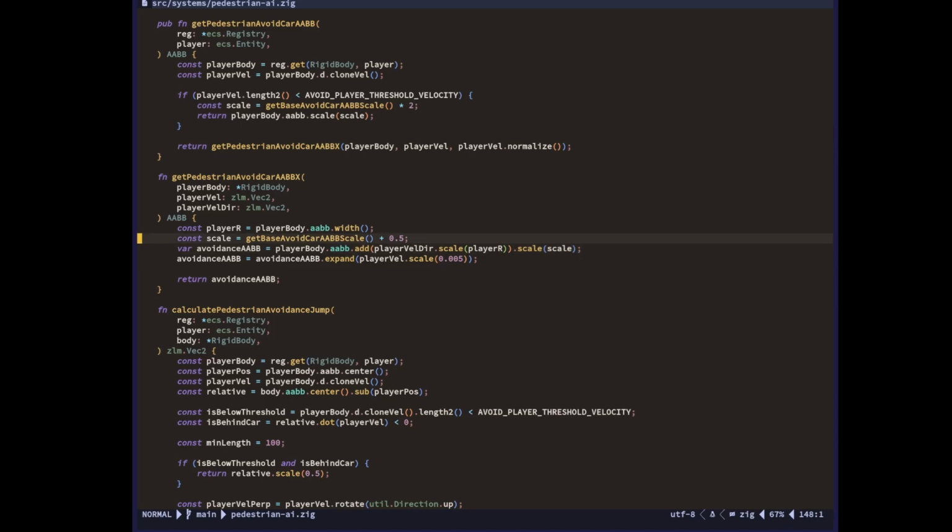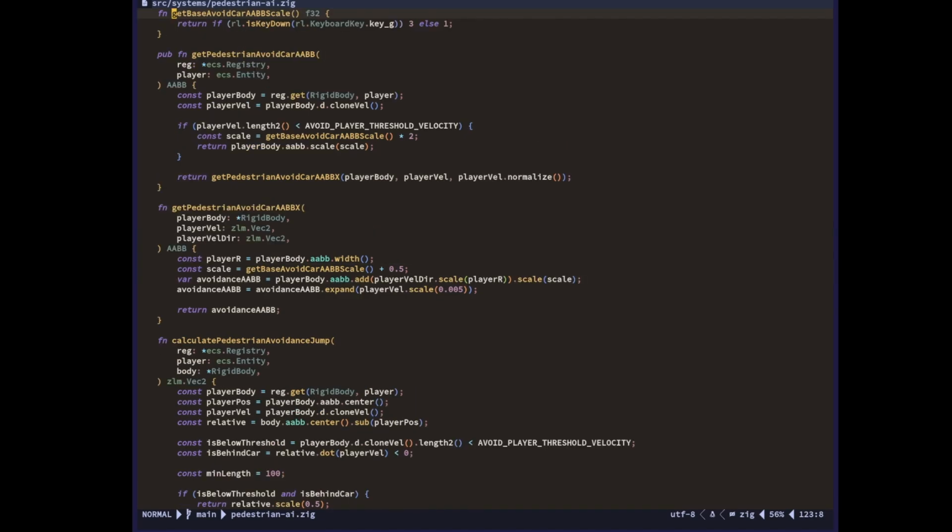The scaling also depends on the honking sound. If you're pressing G, that means your car is honking, which I made a feature so that when you honk, you actually want more pedestrians to react and move out of the way. So when you honk, this rectangle gets scaled by 3. So you get a larger area that the pedestrians will move away from.